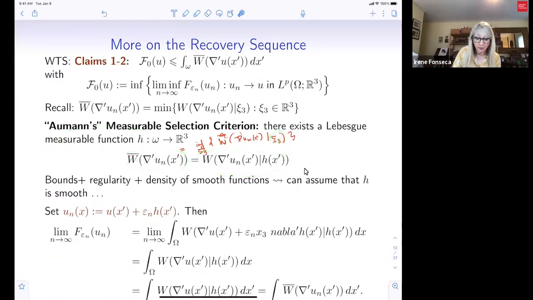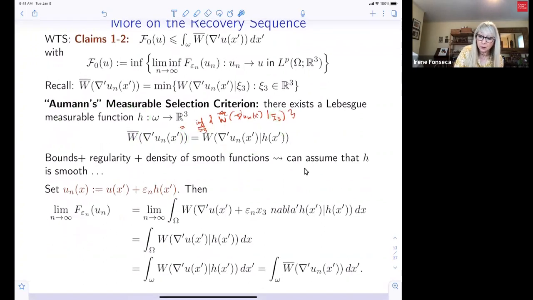Okay, fine. You do all that, and then you introduce an ansatz, where you say that my approximating sequence is going to be the original u, depending just on x prime, and then I'm going to get this h, which I multiply by, and I'm missing an x3 here. Well, okay, doesn't matter. And then when you do that, you can see it here.